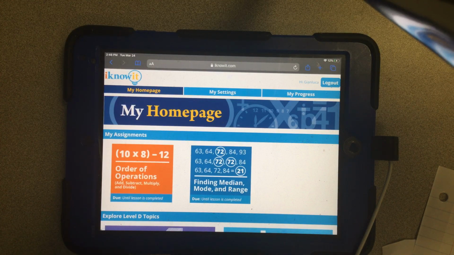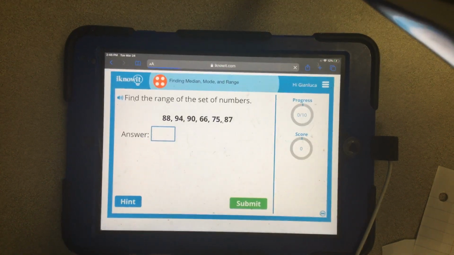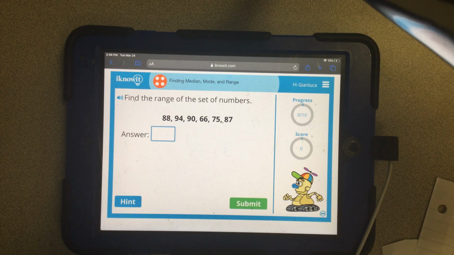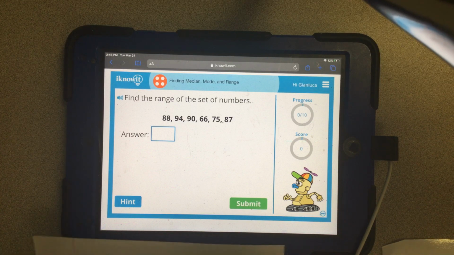So the first assignment that I'm going to show you is going to be the finding mean, median, mode, and range, and it's right here. And it asks you to find the range of a set of numbers. And remember, for range, you're going to subtract your lowest from your highest. You're welcome to use your notes or anything that can help you. And obviously, I would have a piece of notebook paper with me. So I'm going to have my notebook paper down here at the bottom.